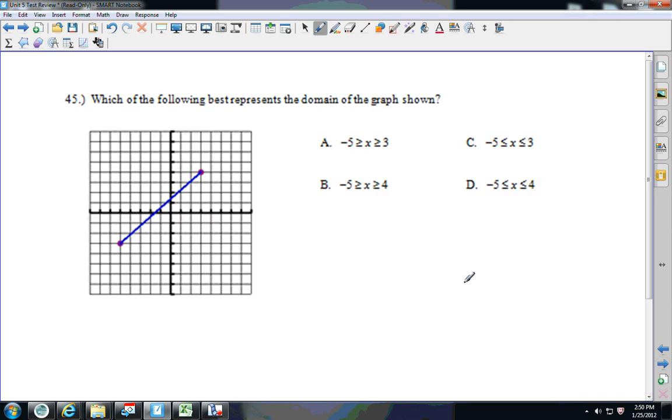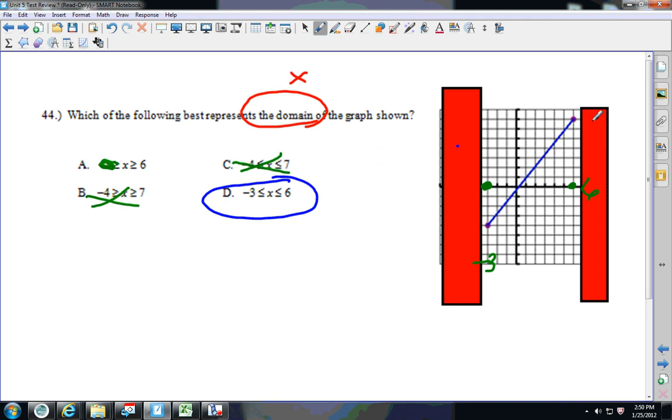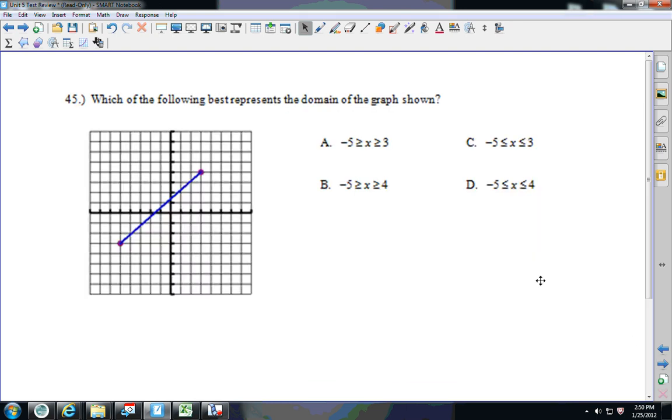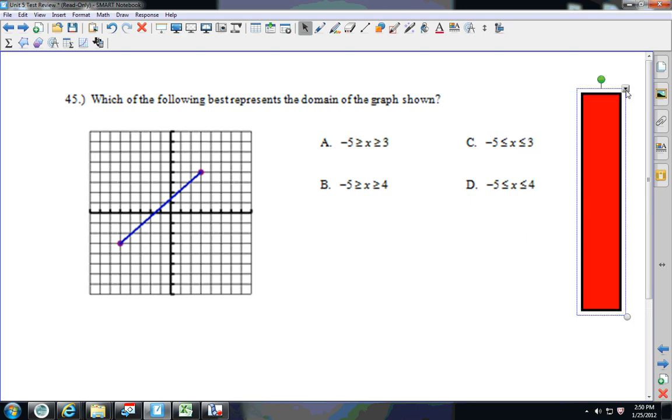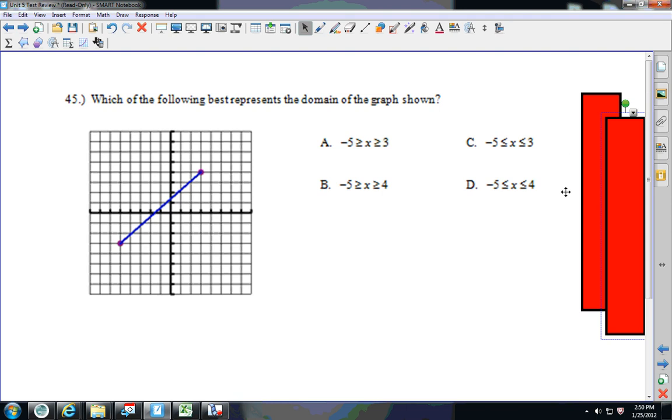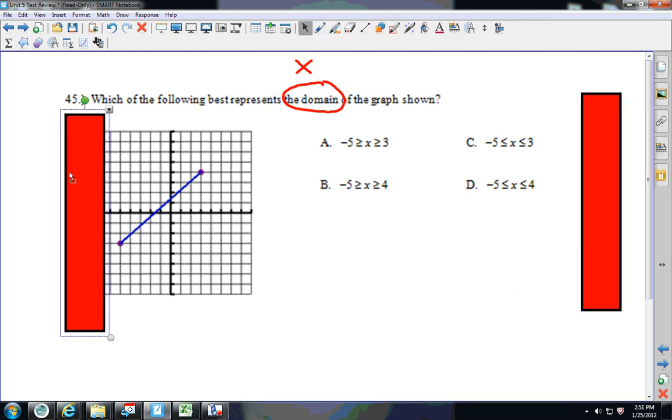Here's the next one again, talking about my domain. Let's see if I can go back here and use one of these things real quick and see if I can just copy it. There we go. All right. This one again is talking about the domain. Domain is x. So I'm going to come over here and I'm going to box it in to help me.